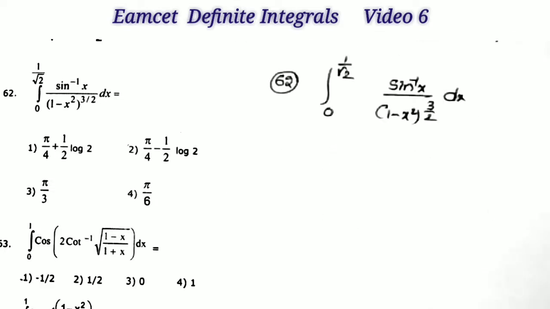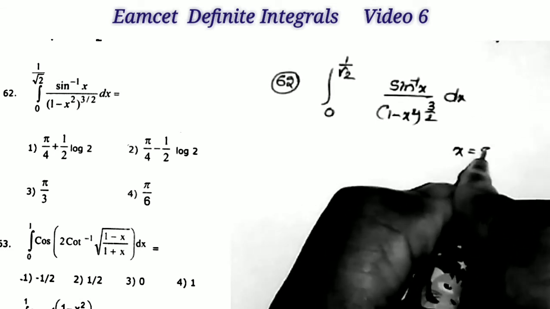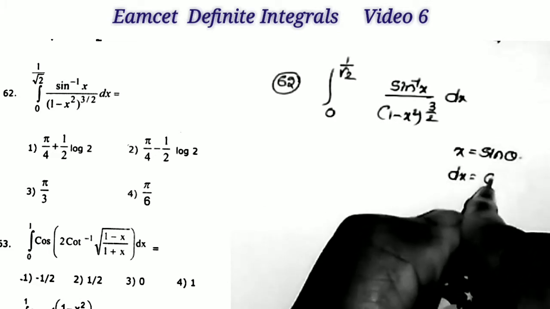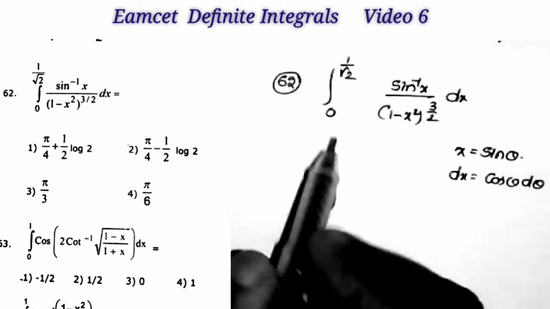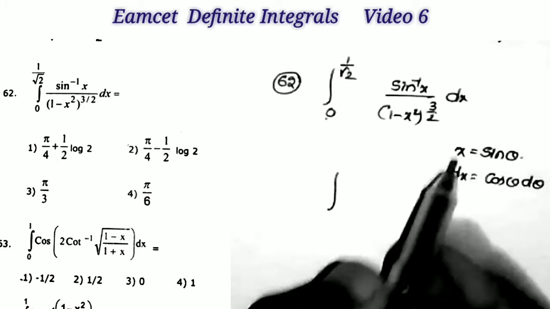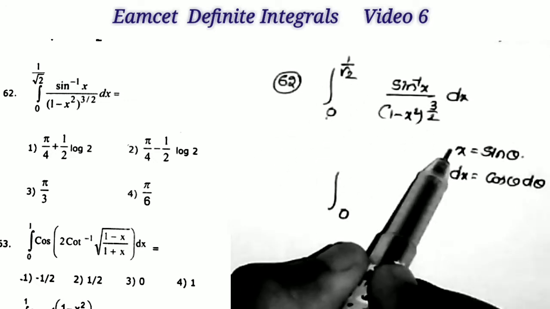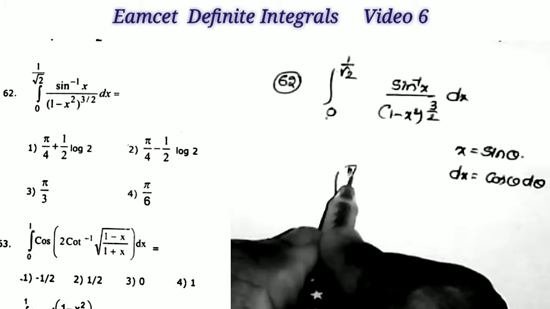Okay. Second question, sum number 62: the integral from 0 to 1 by root 2 of sin inverse x by (1 minus x square) power 3 by 2 into dx. So to solve this question, first I take x is equal to sin theta in the given question. Then the dx value is equal to cos theta into d theta. Now replacing the values here. So limits are x is equal to 0, sin 0 is equal to 0, means theta is equal to 0. x is equal to 1 by root 2, sin theta is equal to 1 by root 2, means theta is equal to pi by 4.